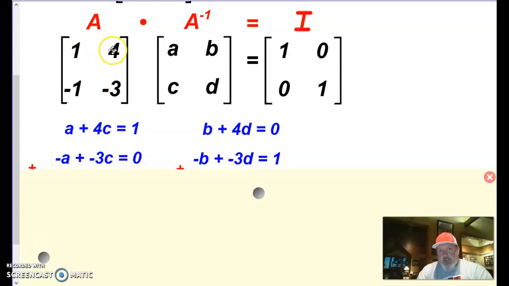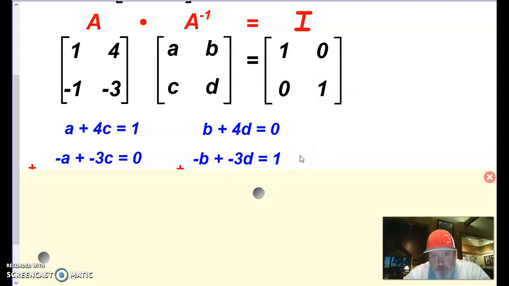So when I take this row times this column, I get 1a plus 4c equal to 1. And then when I do row 1 times column 2, I get 1b plus 4d equal to 0. If I look at row 2, do the same thing. Row 2 times column 1 gives me this equation equal to 0. And row 2 times column 2 will give me a second equation with b and d equal to 1.